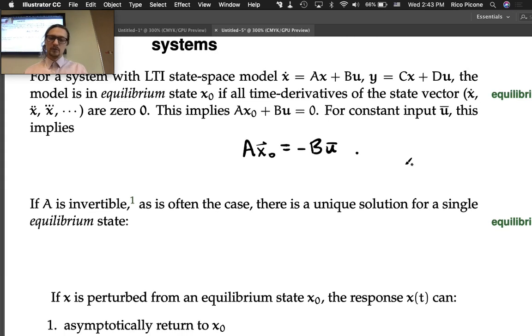Well, I lost that page of my notes, but that's okay. So we're solving for x naught vector, the equilibrium state. If A is invertible, you can left multiply by A inverse on both sides of the equation, and you get x naught equals negative A inverse B u bar. Great. So we have our solution for the equilibrium state, right?